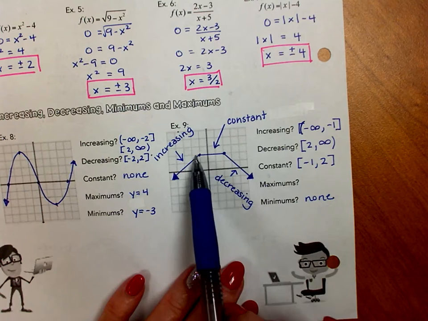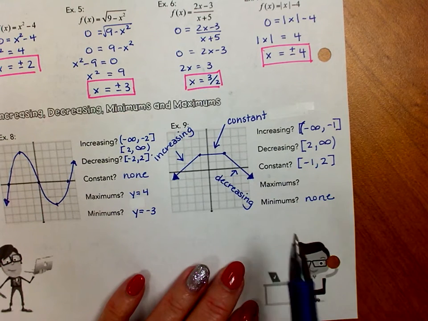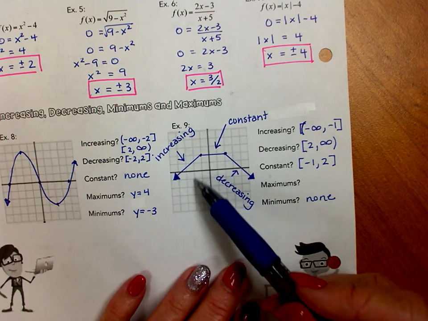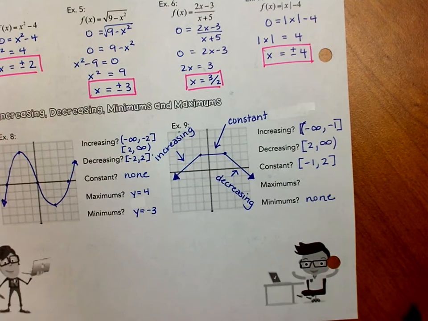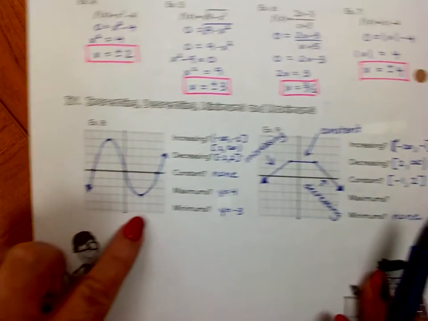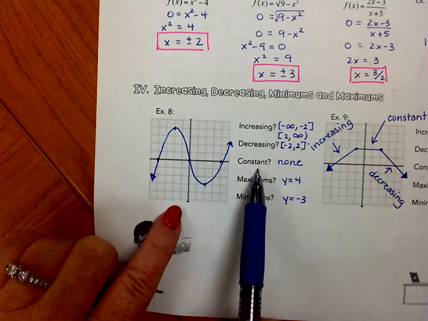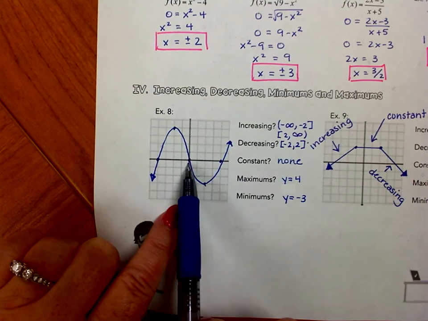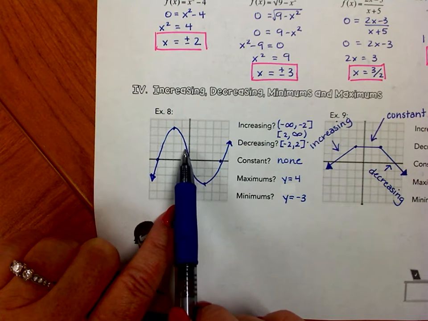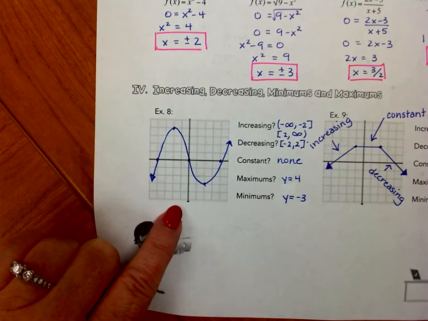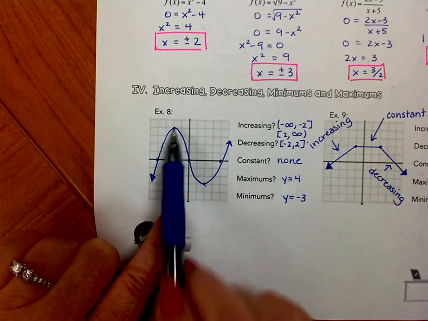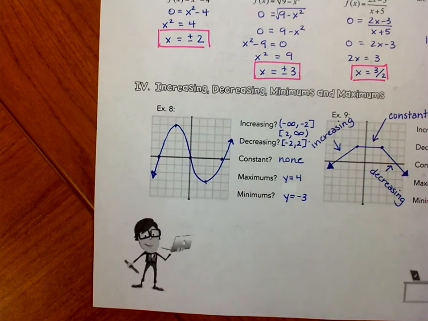Maximums, it really doesn't have a maximum because this whole part is across here. Minimums, it also doesn't have any minimums. So we don't have any of those bumps or whatever you want to call them in there. Over here on this one, we don't have any constants because it's always changing, either increasing or decreasing. Right here we have what's called an inflection point. Okay, it's going from concave out to concave in, but we don't really have to know about those too much yet. And then the maximum is the high point and the minimum is the low point.